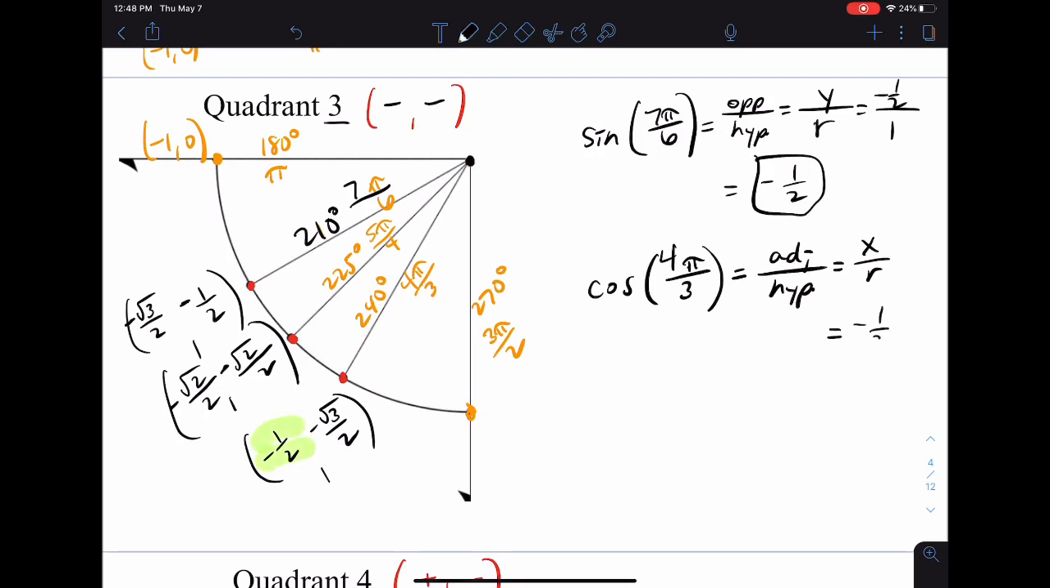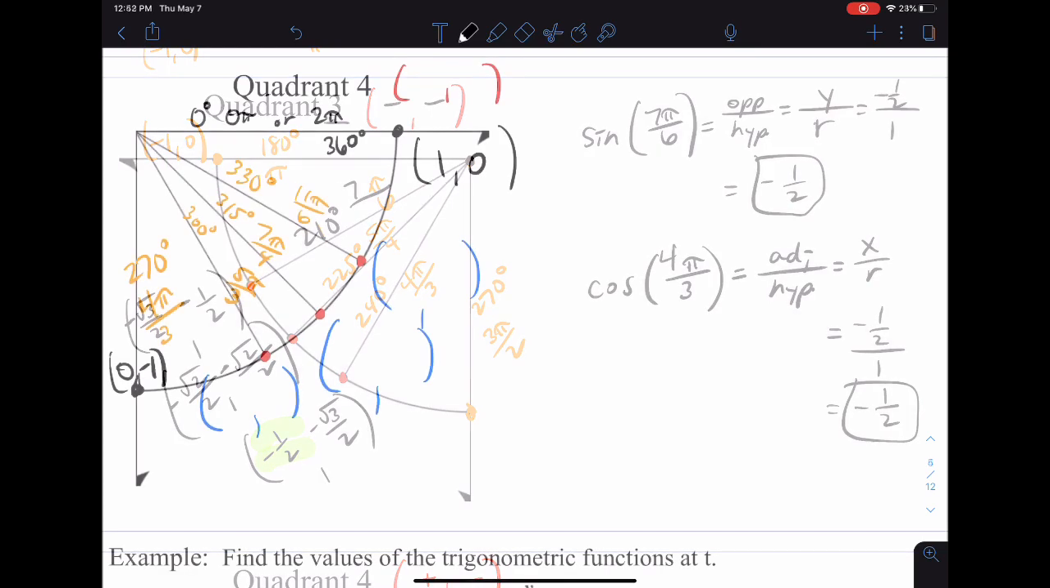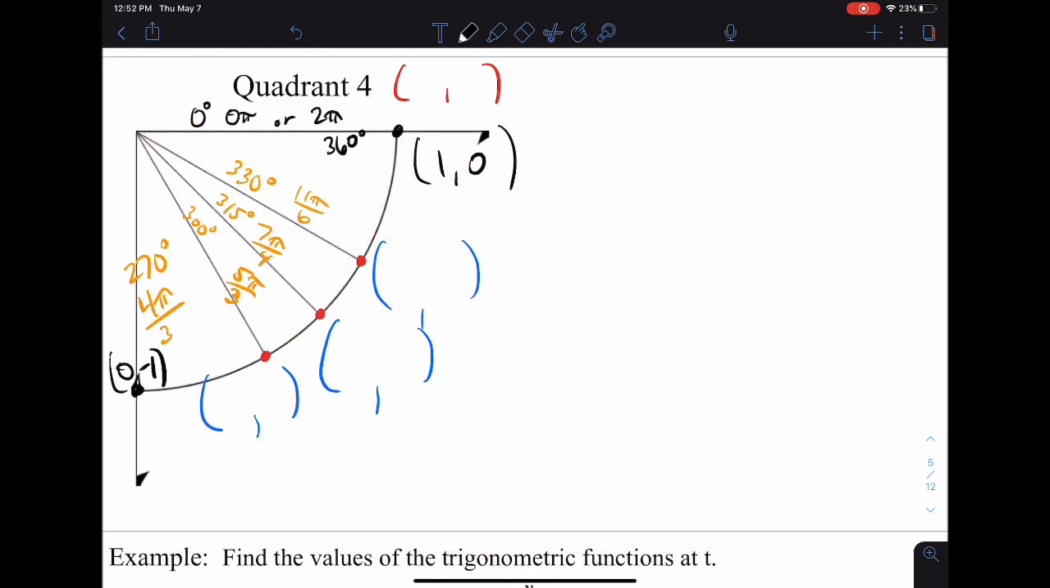Negative 1/2 over 1, which is the same as negative 1/2. Okay, so quadrant four. Quadrant four usually goes the fastest because it's just a repetition. Again, there's patterns. That's the nice thing about the unit circle. It's full of patterns, and once you see the pattern, it goes a lot faster.